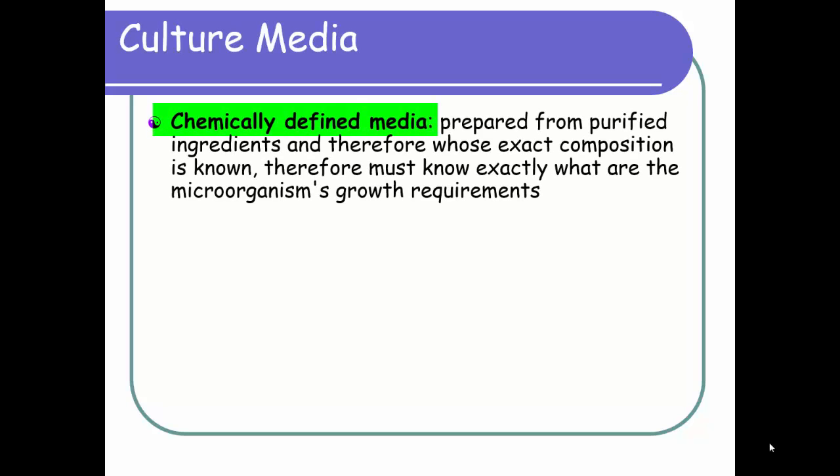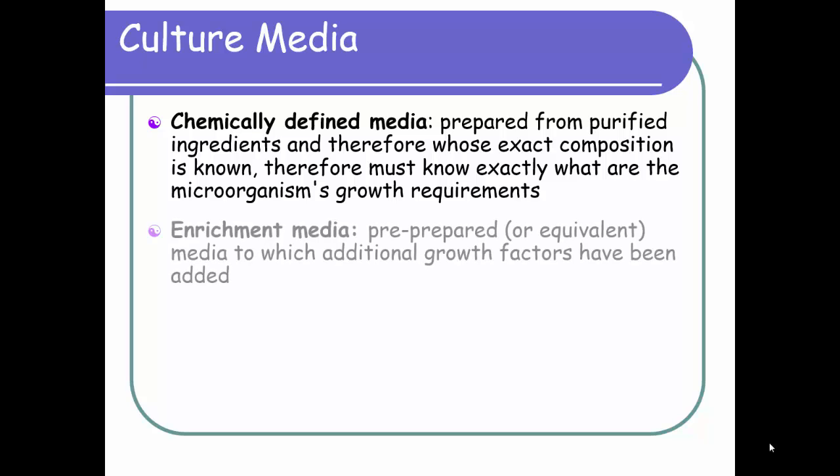A chemically defined media is a prepared media that has purified ingredients, and therefore we know the exact composition of the media. Therefore, we need to know exactly what the microorganism's growth requirements are in order to have good growth in this particular media. An enrichment media is a pre-prepared or equivalent media to which we have added additional growth factors. This can be a chemically defined media or others, but we have actually added things to enrich it for better growth.